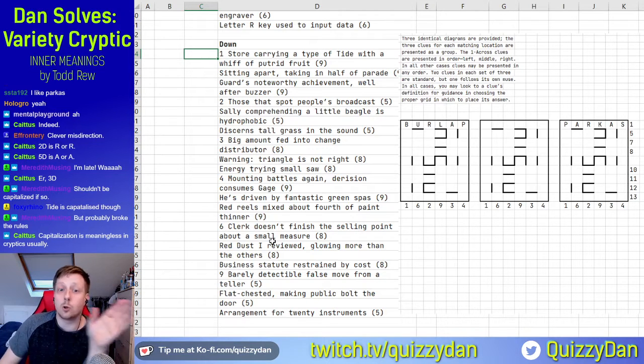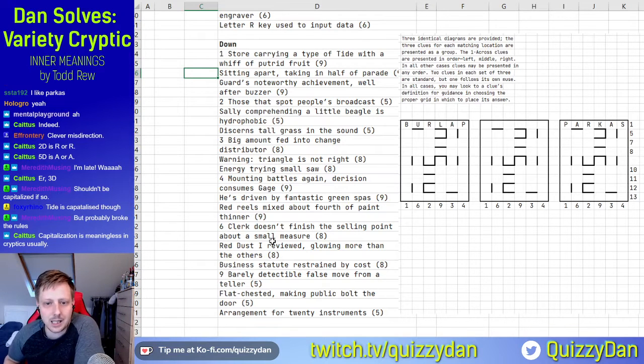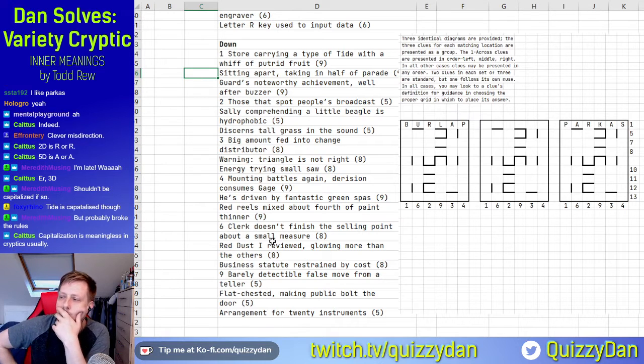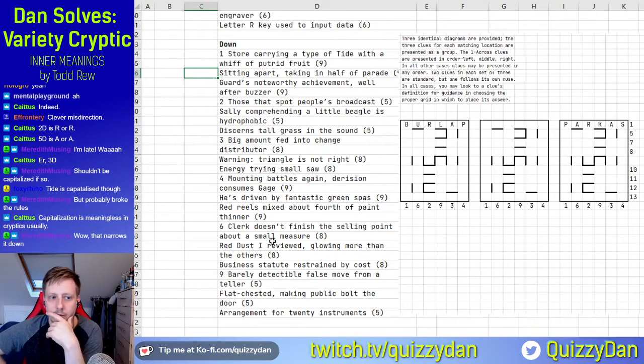Let's have a look at the next one, because of course that one could be a weird one, a funky one. Sitting apart, taking in half of parade. This one either begins with B, P, or a different letter. Sitting apart, separated, taking in half of parade. Half of parade, so that's probably P-A-R or A-D-E, but it'll be one half of them. It does, Meredith, yes. It narrows it down to just 26 letters.